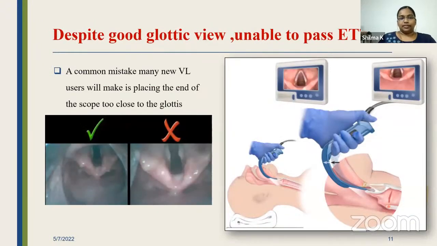Another mistake everyone will make is placing the end of the scope too close to the glottis. As you can see in this diagram, if you are keeping the end too close to the glottis, the field will be very narrow. So don't keep the end of the scope too close to the glottis.